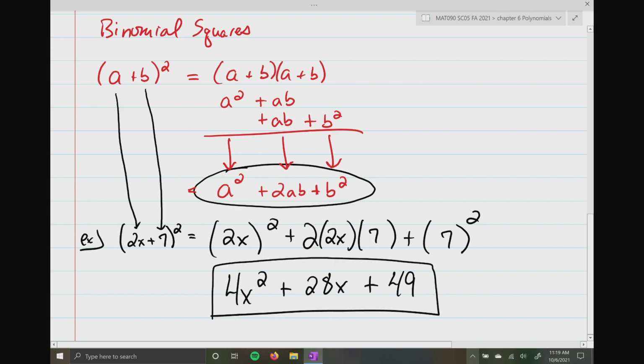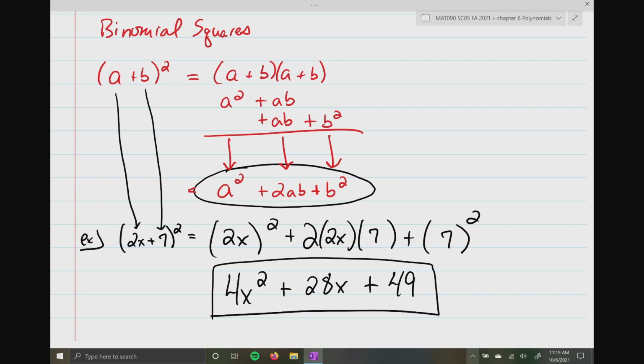So you can save yourself some time if you can recognize that you have this binomial square. However, if you don't recognize it, you can still do it the old distributive property way that I really like, and you're going to get the same answer anyways. Does that make sense?